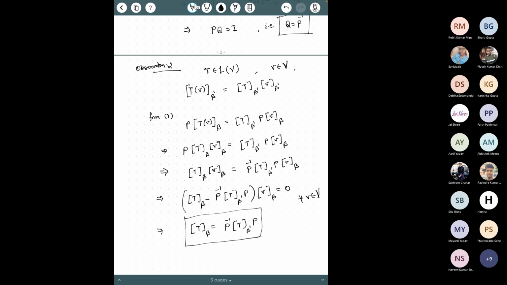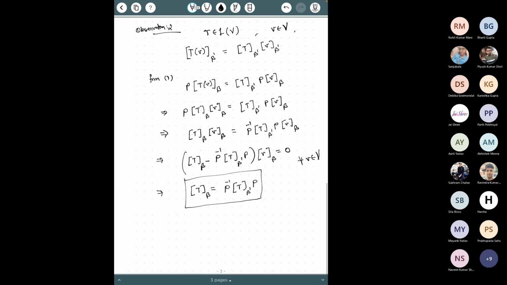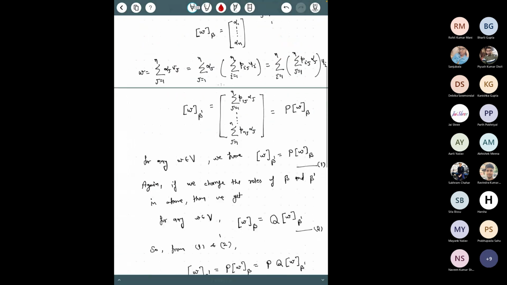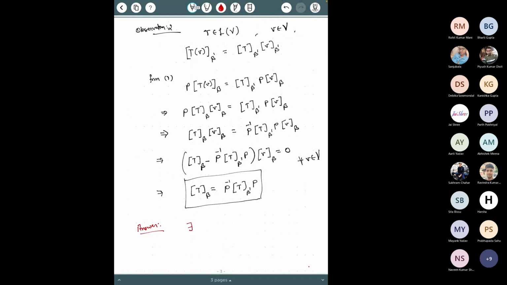So if we have two bases, and we have the matrix representations of a linear transformation with respect to these two bases, then we can say that they are related, or they are similar. So these matrices are similar. The answer to the question we asked, what is the relation between these two, is that they are similar. That means there exists an invertible P, and you also know what this P matrix is: you obtain it by writing one basis in terms of another basis.